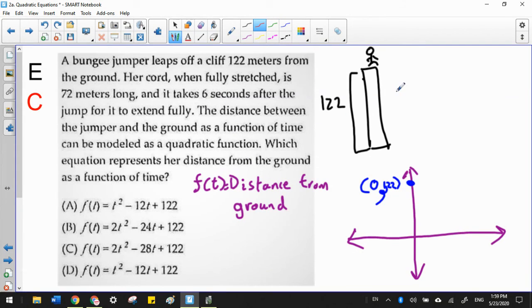So they're telling me that 6 seconds after the jump, it fully extends. So after 6 seconds, this person's on the ground now, or not on the ground. That's morbid. He's hanging in the air. And at 6 seconds, the rope is fully extended, which means that he's 72 meters lower than where he used to be. But that's not exactly what f of t equals. Okay.